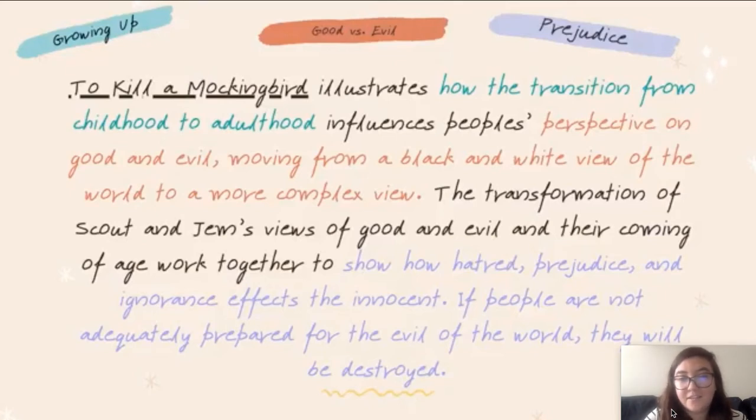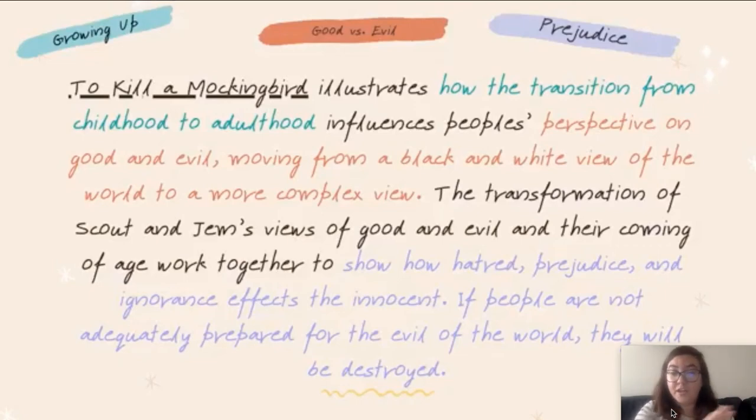Now I take a little nod to this idea of good versus evil when I talk about a certain perspective. I don't just say it influences our perspective, I say it influences our perspective on good versus evil. And I say that, as a child, we have this very black and white view of the world. But as we start to get older, we start to have this more complex view. And we can understand that good isn't always going to triumph over evil, right? As a kid, we think that. We think superheroes and villains and the superhero always wins. But as we get older, we understand that that's not really the case. And we see that in To Kill a Mockingbird, right?